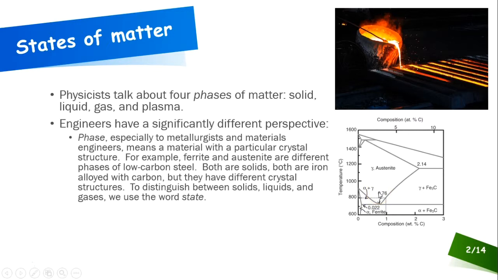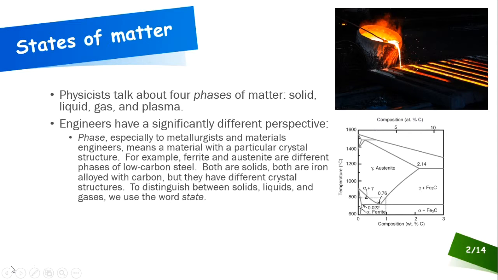What word do we use to distinguish between the different situations we've got there? That's where the word phase comes in. We use the word phase to distinguish between those portions where everything is solid, but it's a different crystal structure. To distinguish between solids, liquids, and gases, engineers like to use the word state. Since I'm an engineer, that's what I'm going to use in my lecture presentation, so I'm going to talk about states of matter.